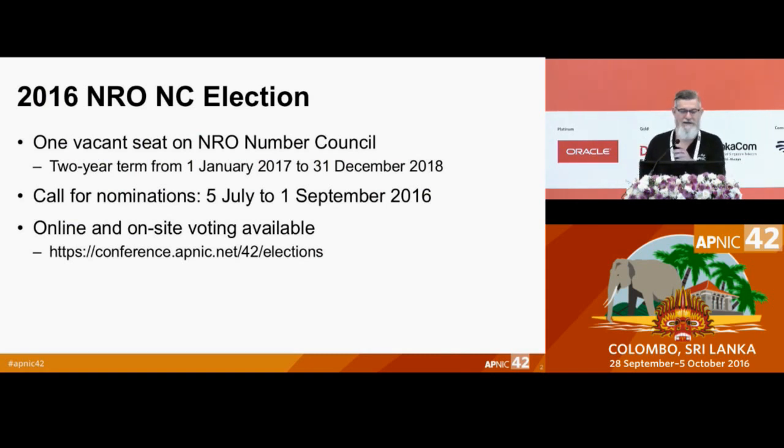There's one vacant seat on the council. It's a 2-year term from the 1st of January 2017 to the end of December 2018. The Secretariat put out a call for nominations on the 5th of July, which ran till the 1st of September 2016, and online and on-site voting is available.